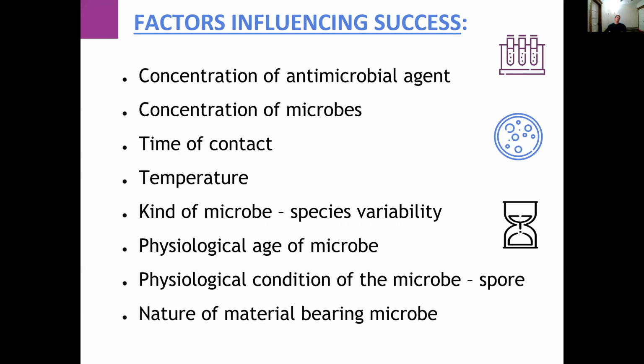So what are the factors that can influence the success of antimicrobial agents? There are actually quite a few of these, and they're listed over here. So we'll be discussing these now. This can be the concentration of the antimicrobial agent, concentration of microbes, time of contact, temperature, kind of microbes. Obviously, different species will have variability, physiological age of the microbe, physiological condition of the microbe. So is it in its spore state or not, for example? And then the nature of the material bearing the microbe.